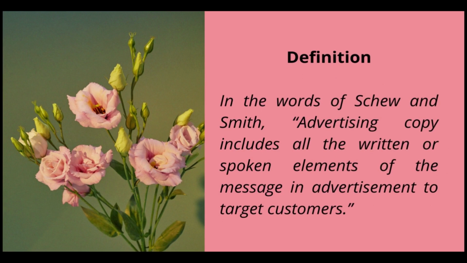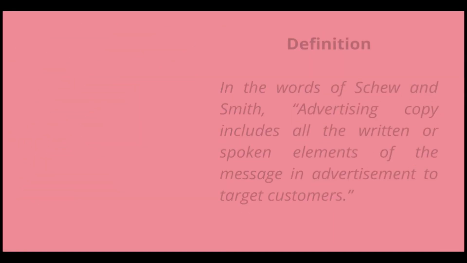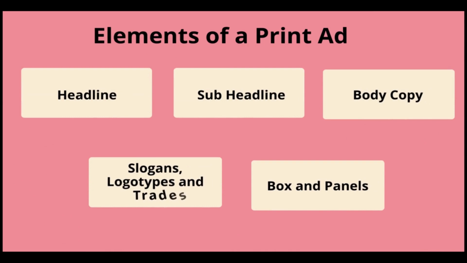Smith and Shue defined advertising copy as something that includes all the written or spoken elements of a message in the advertisement to target the customers. So let's understand now what forms the advertising copy. We often see print advertisements in newspapers, which have a headline or a sub-headline, body copy, slogans, logotypes and trademarks, and boxes and panels. All these elements are defined in another video, of which the link is shared in the comment box.